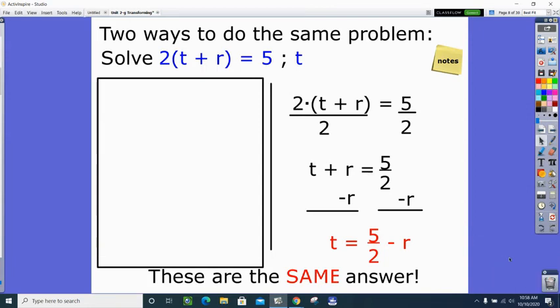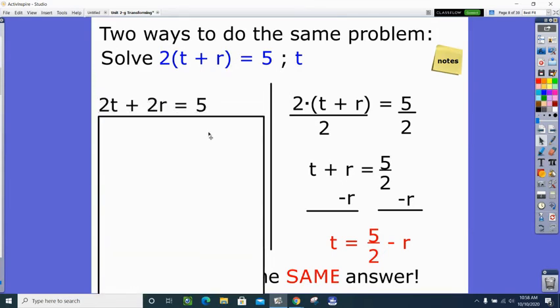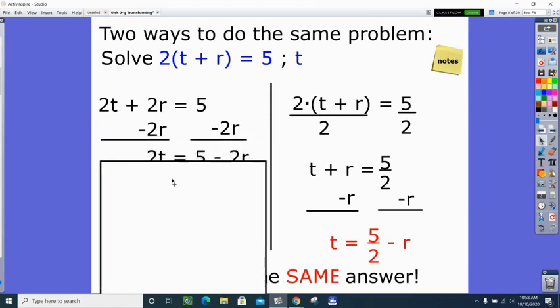So now let me show you what would happen if you did the distributive property. You will get the same answer, okay? But it's an inefficient way to do it. So you'll multiply, and what you've done is you wanted the T by itself, but it was by itself in there. I mean, it had a coefficient of 1, but now it has a coefficient of 2. Now you would subtract 2R from both sides.